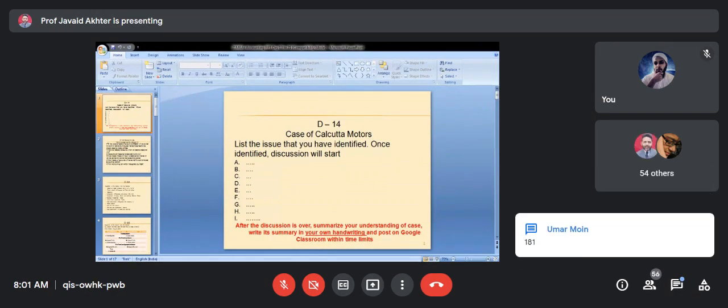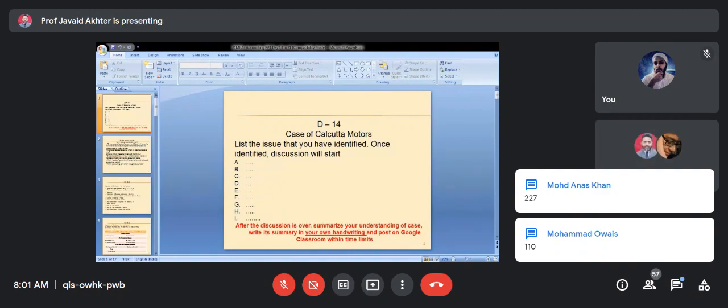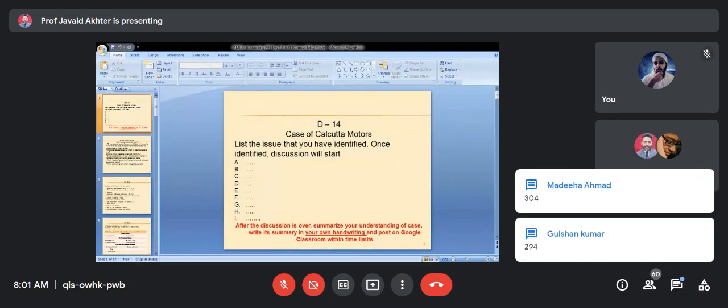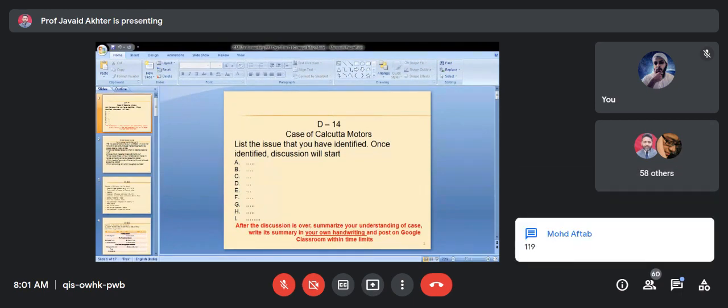Because out of 107 who have joined Google Classroom, usually somewhere between 70 and 75 attend classes. So still there are about 25 plus 7, say roughly 30, who are not around.